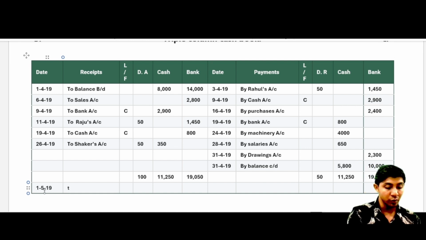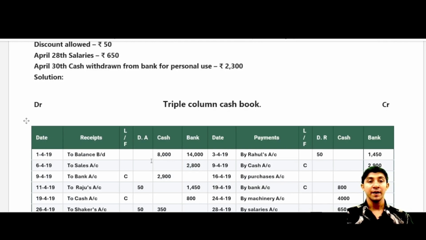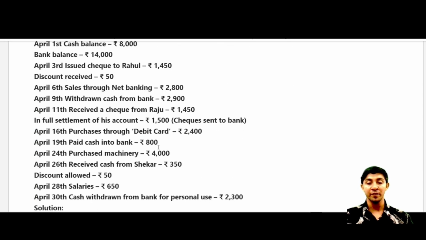And here we need to write to balance brought down B/D. So what is the balance of cash? That is 5,800. And what is the balance of bank? That is 10,000. Done. From this we have completed problem number 14. In the next video we are going to deal with problem number 15. Thank you.